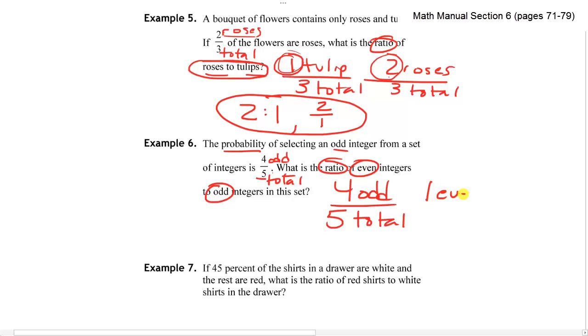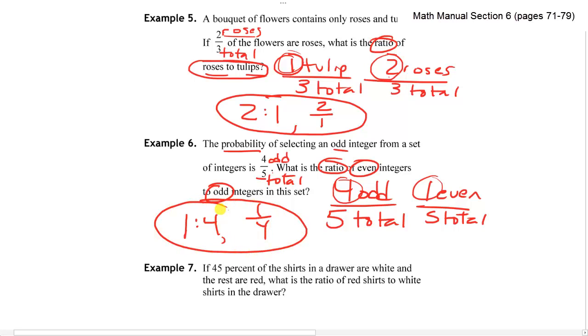It means there's 1 even out of those 5 total. And they want the ratio of even to odd. That would be 1 to 4, 1 over 4. Again, however you want to write it, that is our ratio, 1 to 4.